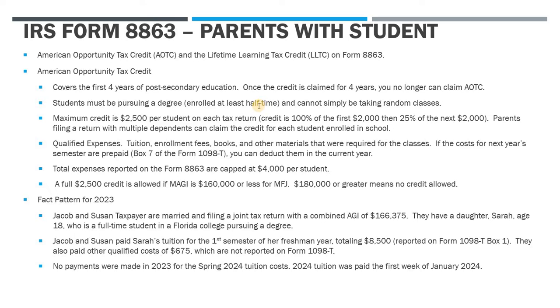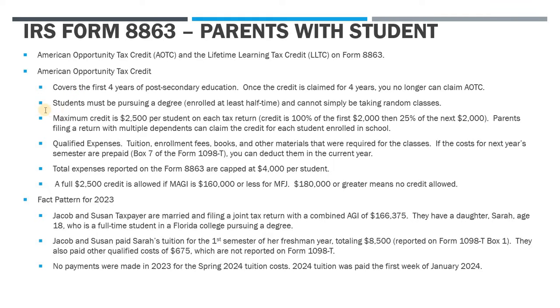Now, once the credit has been claimed for those 4 years, you can no longer claim the American Opportunity Credit. So if you get a 4-year degree and then you go back to college to pursue another 4-year degree, you can't claim the credit again for those additional 4 years if you've already used them for the first 4, right?